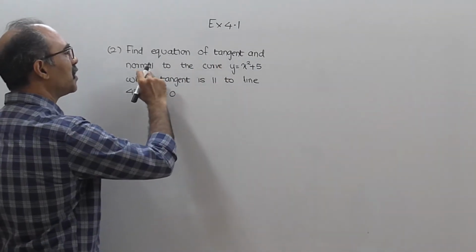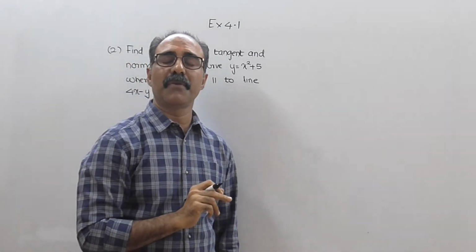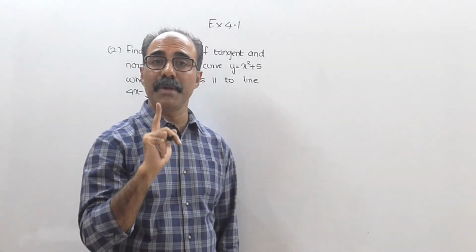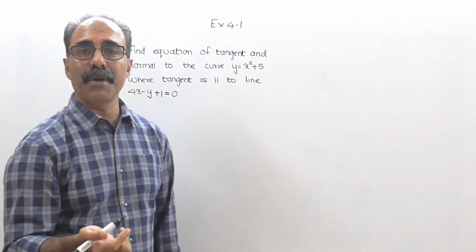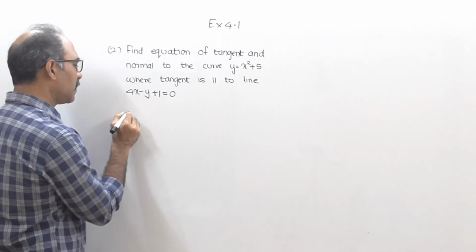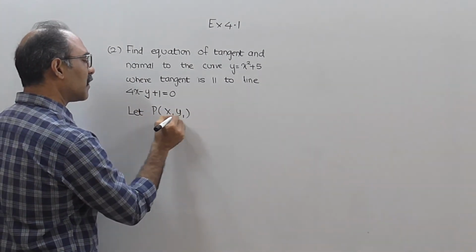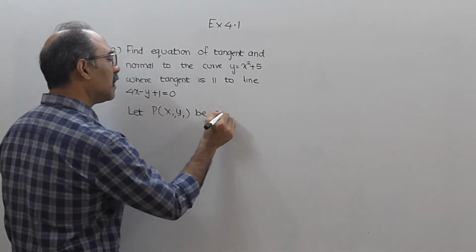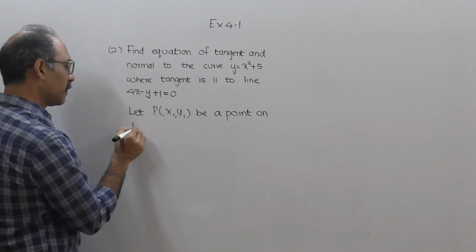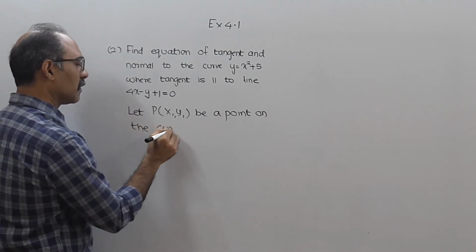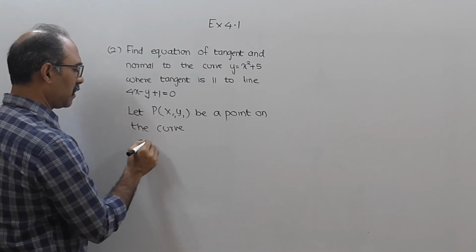Now, we have to find the equation of tangent and normal. If you have to find the equation of tangent and normal, you need two things. One is you need a point and second is you need a slope. Where is the point? The point is not given. So, we will make an assumption. Let P x1 y1 be a point on the curve.